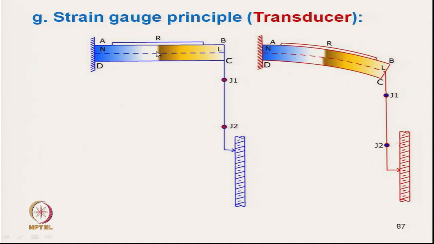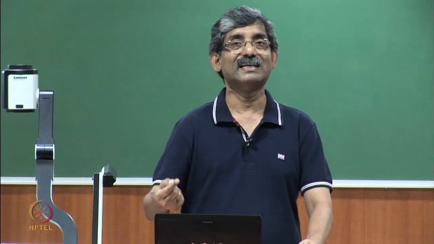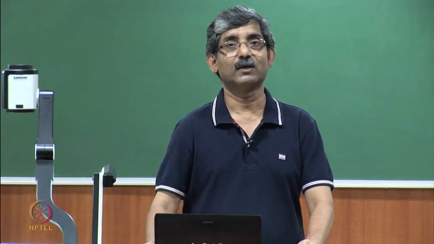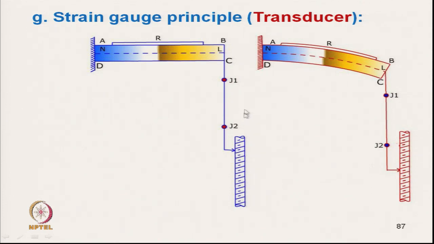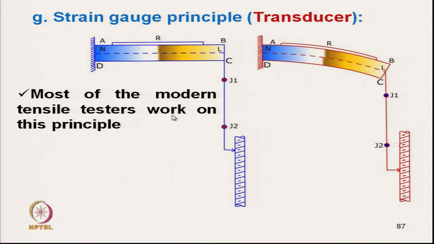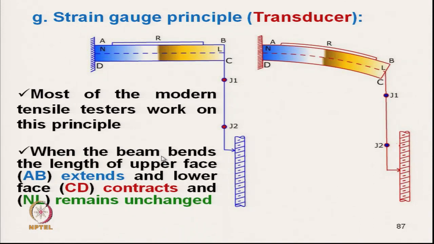Here the advantage is that this is the instrument where it works on the CRE principle, constant rate of elongation, because the deflection of the upper jaw is negligible, we can neglect it as compared to the movement of the lower jaw. Most of the modern tensile testers work on this principle. When the beam bends, the length of the upper face, that is AB, gets extended, CD gets contracted and NL remains unchanged.